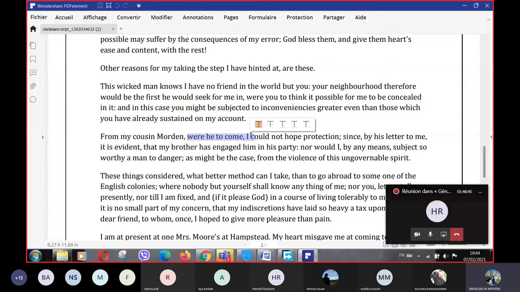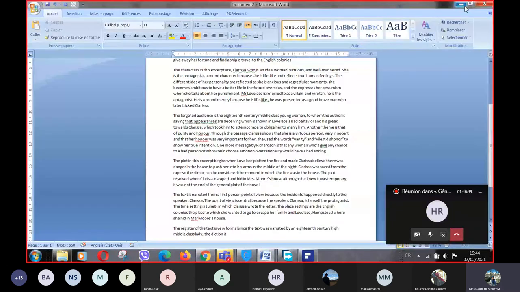The use of the formal words is meant on purpose to show that this is a woman who had a good education. She is very elevated, very elegant, and she has a good education. Okay? Now, the diction is mostly Latin origin because of the use of formal language.